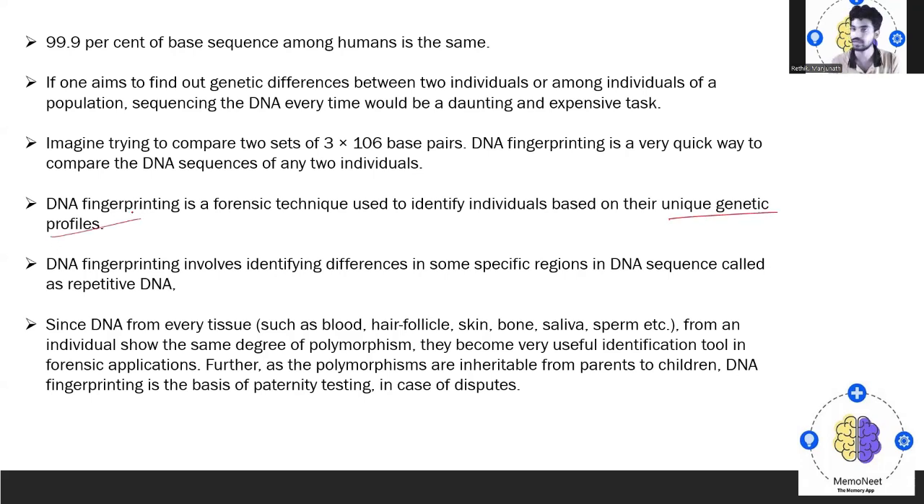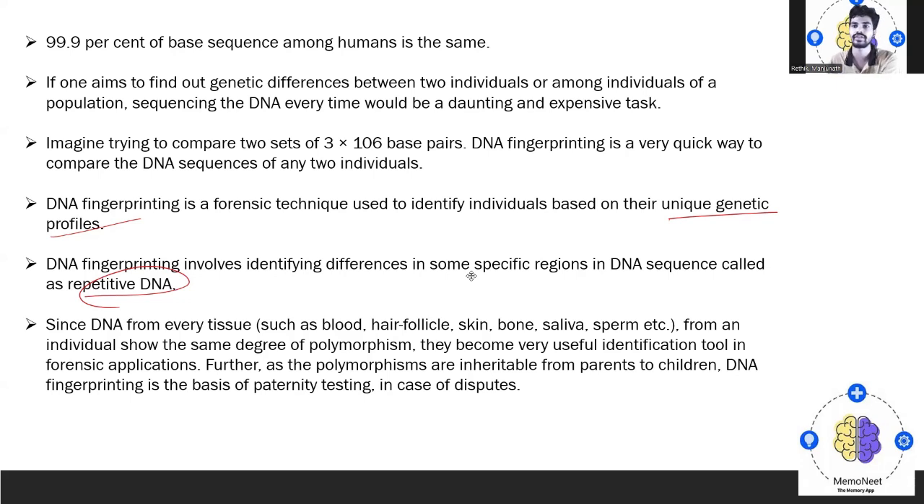As I told, even though the sequencing is the same, there will be slight differences in the nucleotide positions on the DNA between two individuals. So that is what we are going to concentrate on. DNA fingerprinting involves differentiating or identifying the differences in some specific regions in the DNA sequence. So what do we normally call those regions? Repetitive DNA.